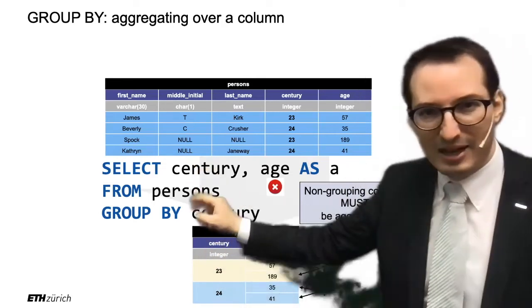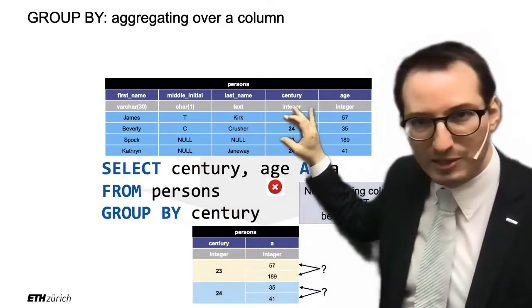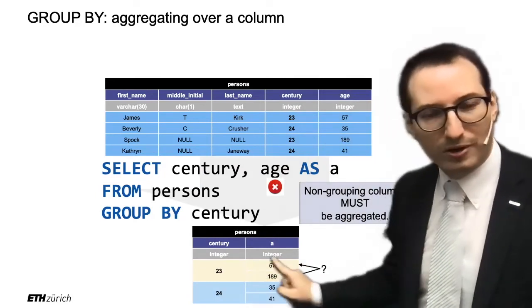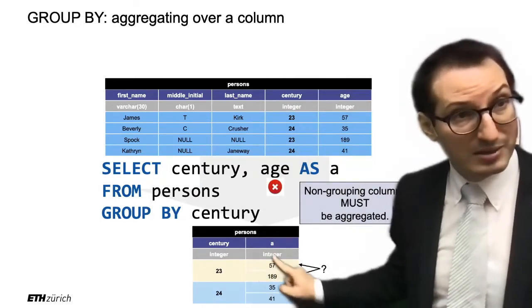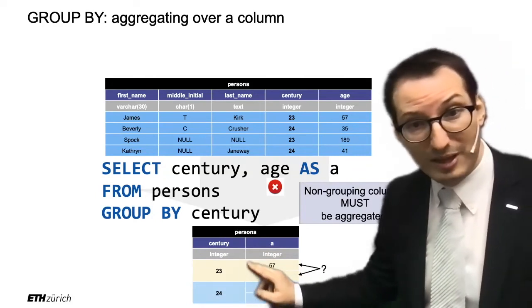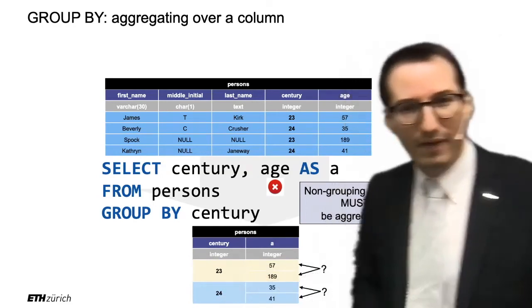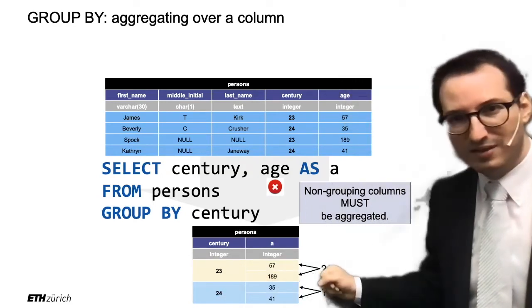If you try to say, okay, select all the centuries, then you have 23, it's the two of them, and then you select the age, these two, that doesn't work. We want a single value as the output, right? This is not even a table. There is a vertical bar here, horizontal bar here, but not here. So it doesn't make any sense.